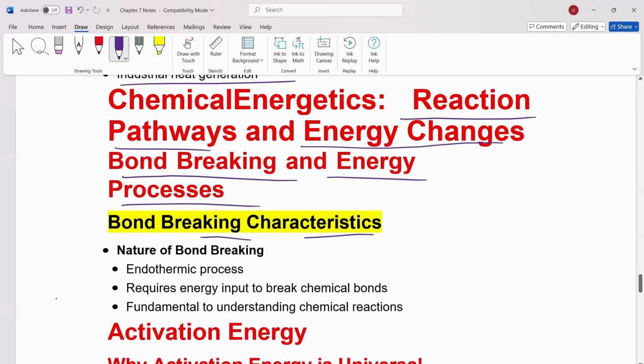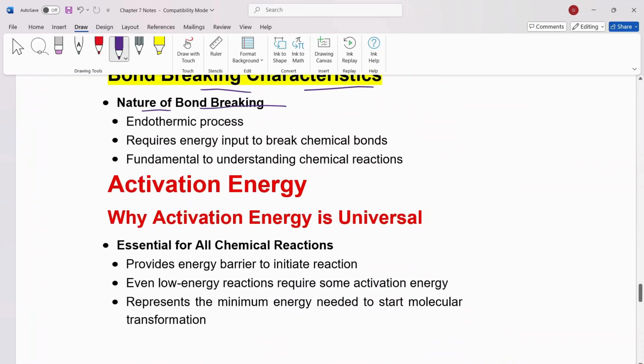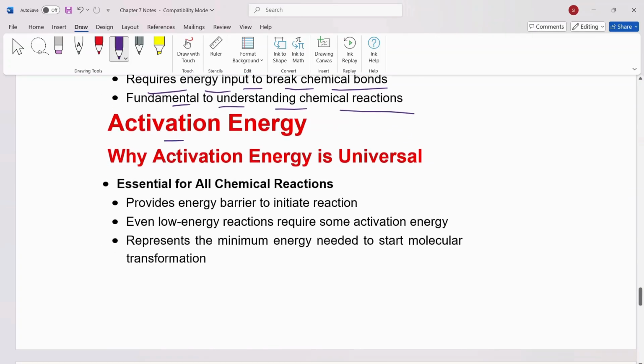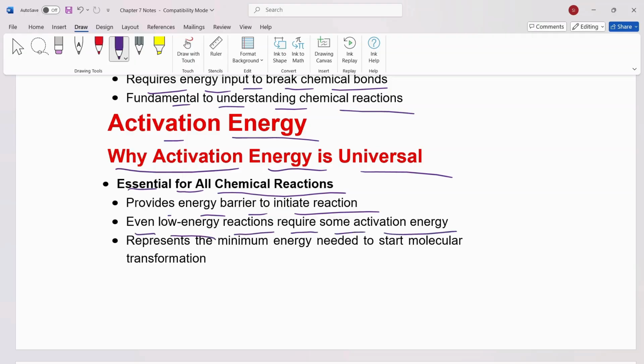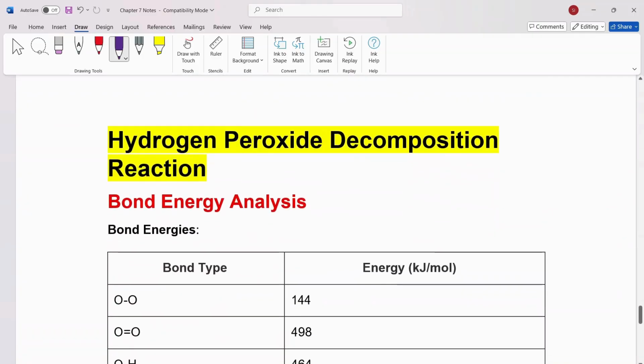Now, bond breaking characteristics. Nature of bond breaking: it is an endothermic process that requires energy input to break chemical bonds, fundamental to understanding chemical reactions. Activation energy. Why activation energy is universal: it is essential for all chemical reactions and provides an energy barrier to initiate a reaction. Even a low energy reaction requires some activation energy, representing the minimum energy needed to start molecular transformation. These properties are all very important from an examination perspective.